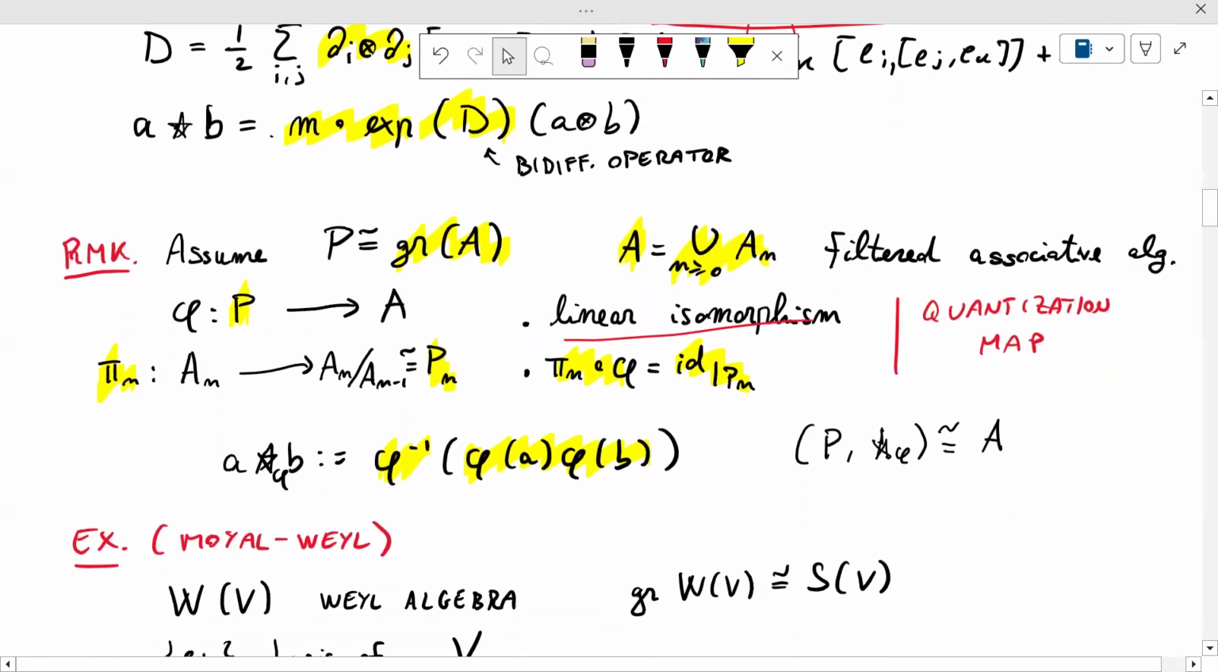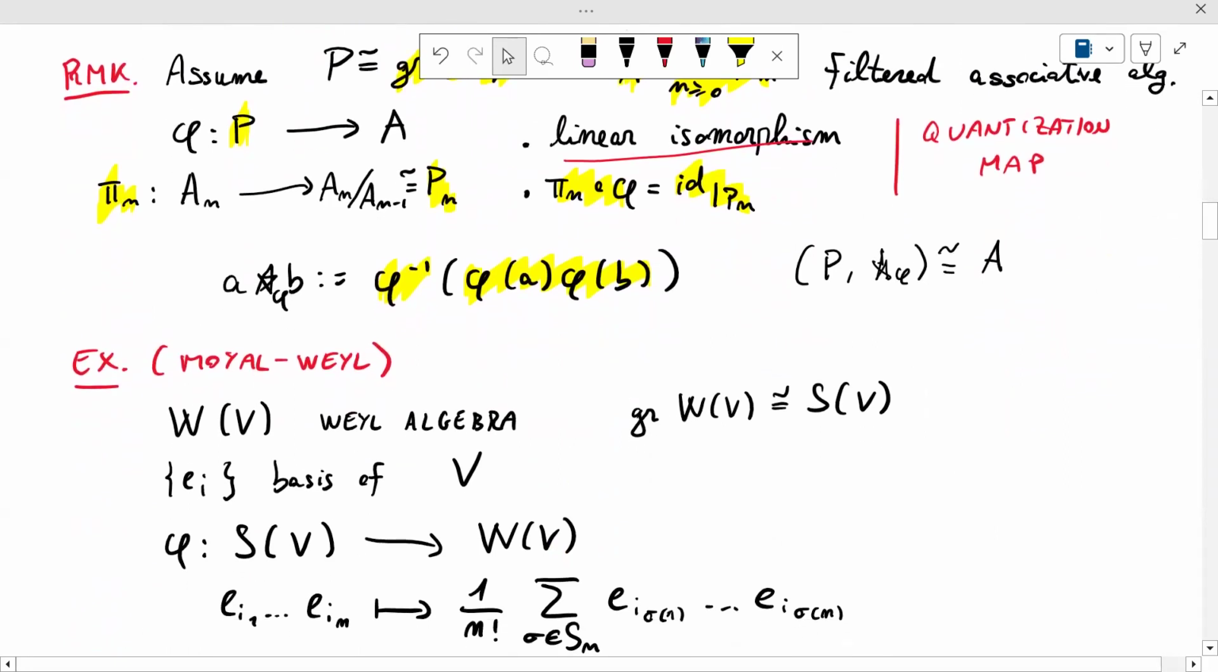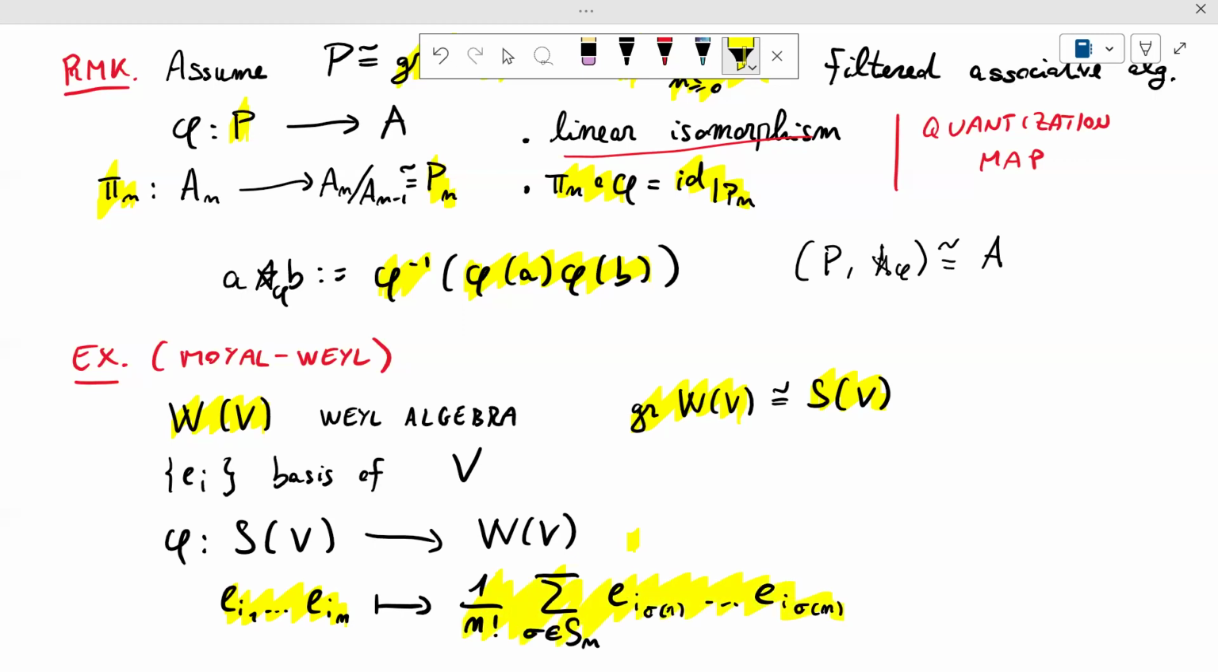In the case of the Moyal-Weyl product, one can obtain it using a quantization map by considering the Weyl algebra. The Weyl algebra associated to the symplectic vector space has as its associated graded the symmetric algebra on the vector space. And one can take as quantization map the symmetrization map. So one takes one of these monomials and sends it into the associative side. Here all the orders are the same, while in the non-commutative side the order matters, so we don't want to discriminate. We just do the average over all the possible orderings of this monomial.